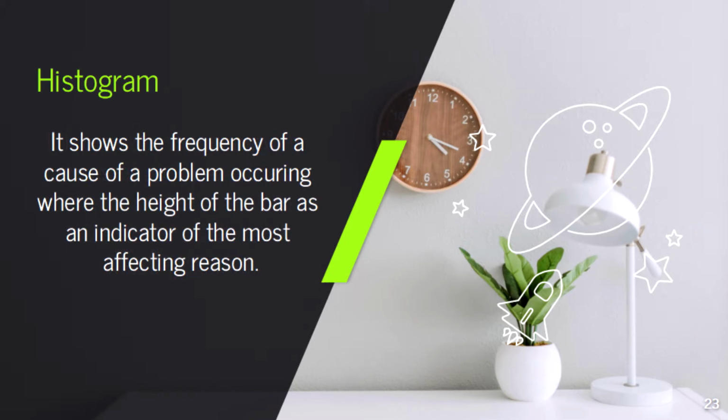So, a histogram is a bar chart, especially in TQM. It shows the frequency of a cause of a problem occurring where the height of the bar as an indicator of the most affecting reason.